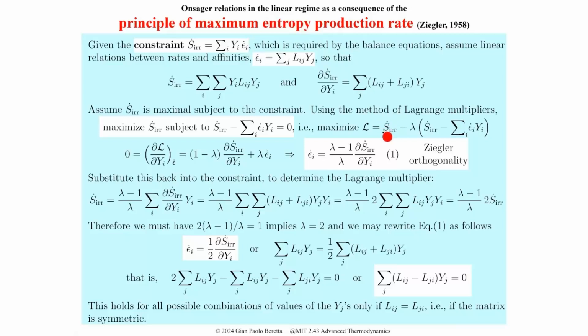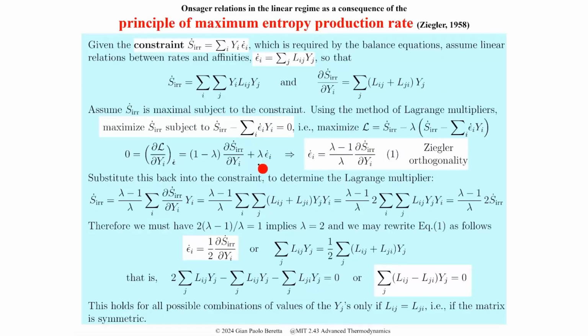And so the affinities are in here, and in here. So you get 3 terms. One is multiplied by 1, and one by minus lambda. So 1 minus lambda of the derivative of s dot with respect to y, plus this last term, which contributes an epsilon dot times lambda.